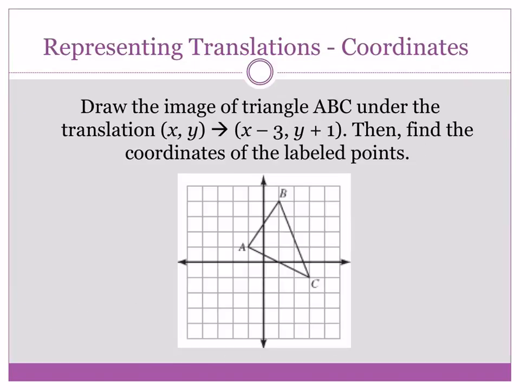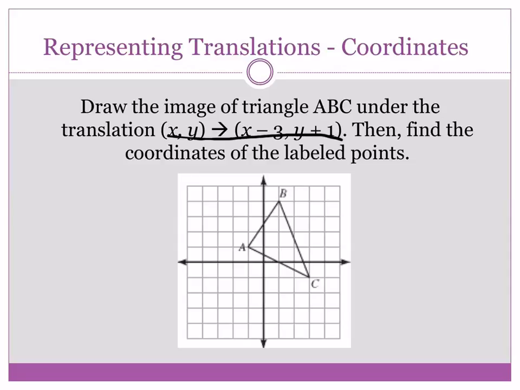It says to draw the image of triangle ABC under the translation (x, y) goes to (x minus 3, y plus 1). So I'm going to let you guys give it a try, and then we'll check back in. All right, so somebody in words tell me what this translation is telling us. It's going to be 3 to the left of the original and 1 up of the original.